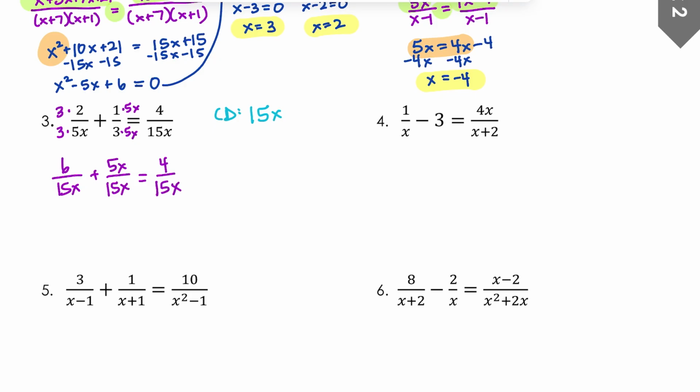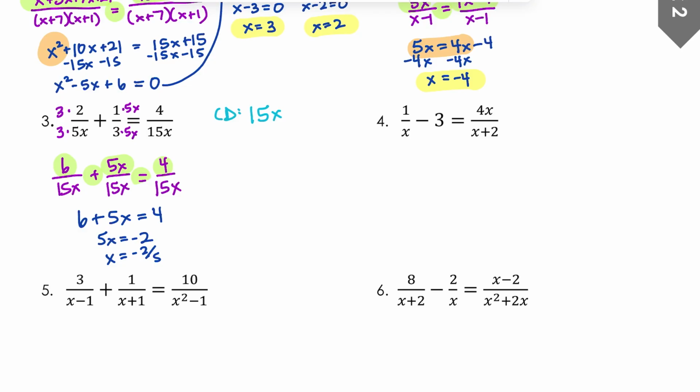So now that we have the common denominator, we're looking at this equation with the numerators. We have 6 plus 5x equals 4, and we want to just solve. So subtract the 6 over, I get 5x equals negative 2. So that's the 4 minus 6. And then divide by 5, x is negative 2/5.